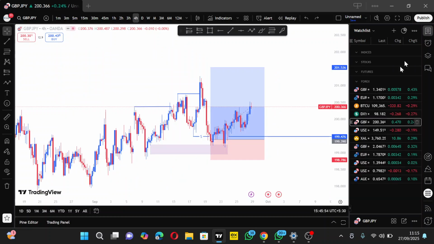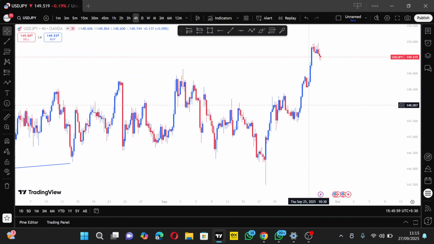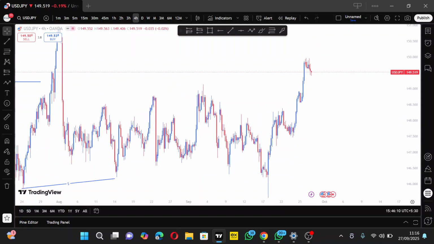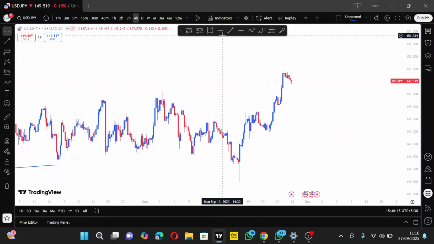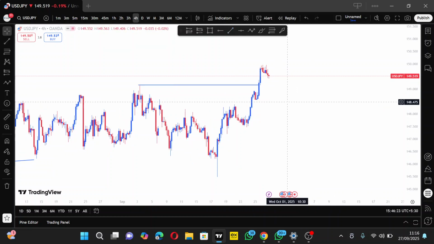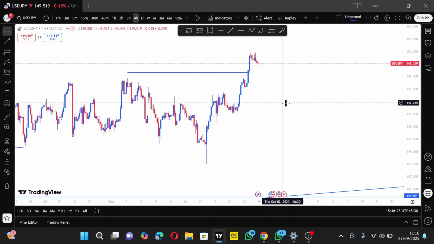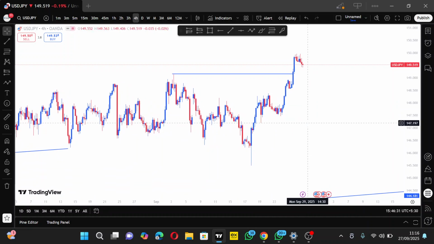So let's go to USD JPY. And don't forget that USD JPY and GBP JPY, they are moving the same way. So now there's a good break of structure from here. So now what will you be expecting? We are going to be expecting price to pull back all the way down to this area before we expect our buys.